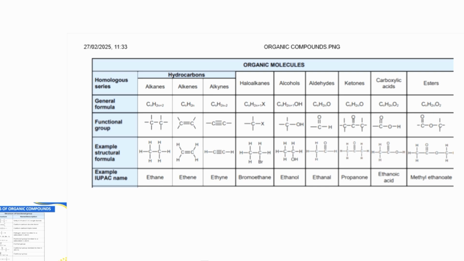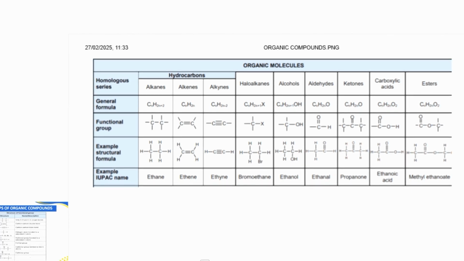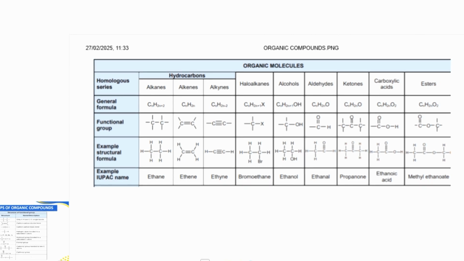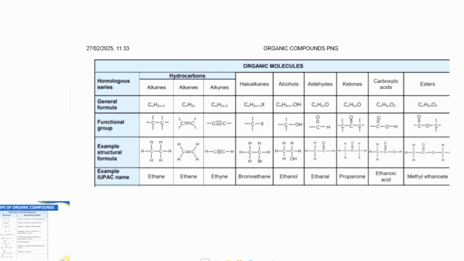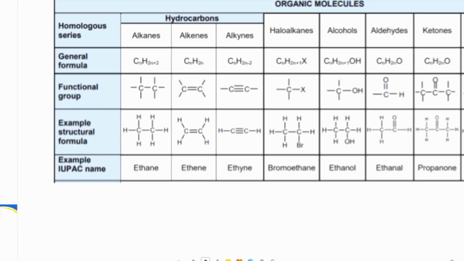I refer you back to these structures here which I've got. Now, in totality, we've got 9 of these homologous series. We've got the alkanes, the alkenes, the alkynes, the haloalkanes, the alcohols, the aldehydes, the ketones, the carboxylic acids, as well as esters. All of those, the 9 of those, are what we call homologous series. Now, we said a homologous series is a group of compounds with the same functional group as well as same general formula. What is a functional group?